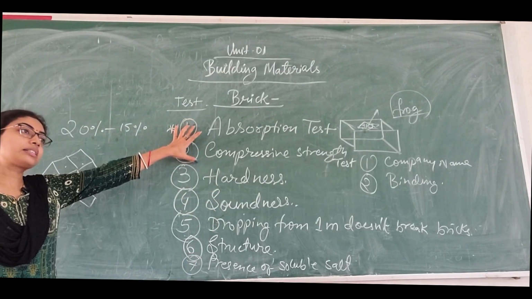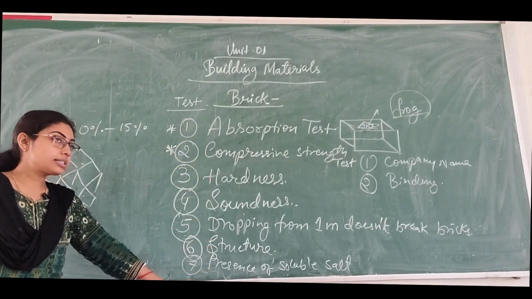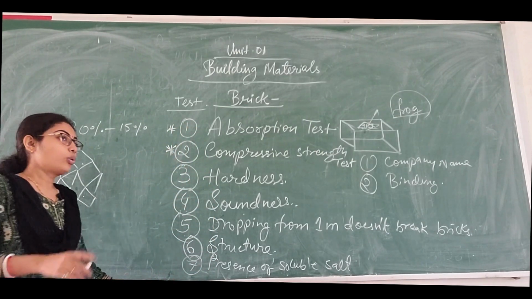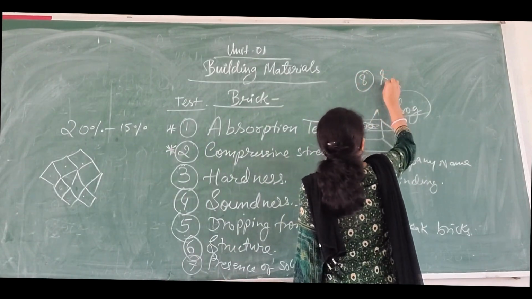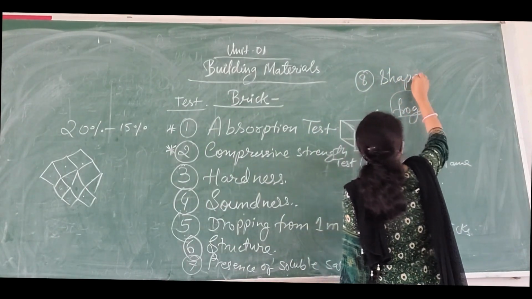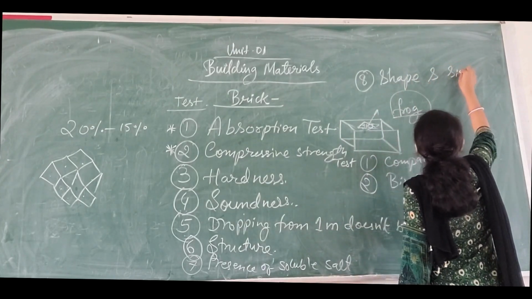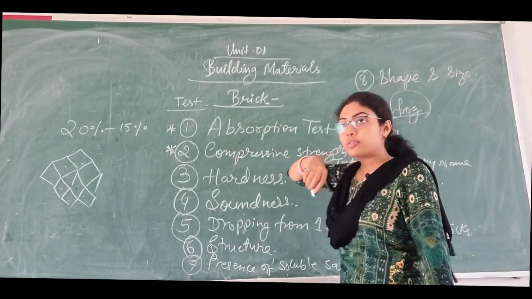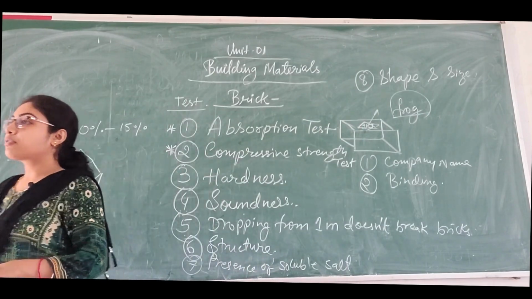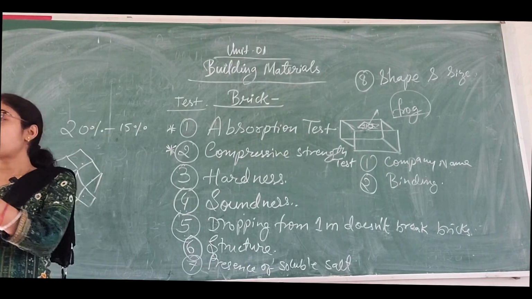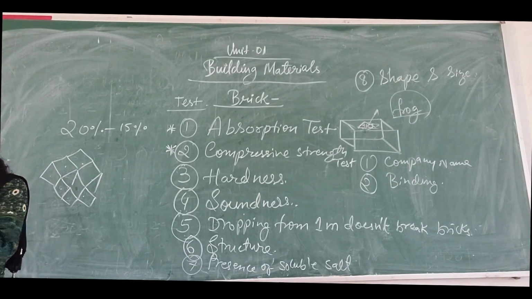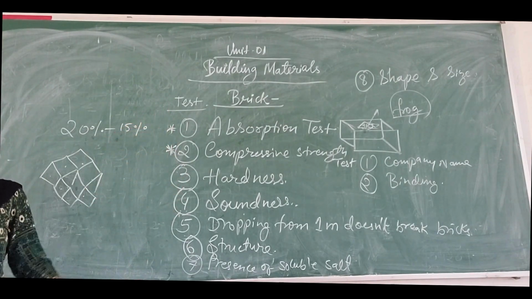These two only require machinery. Now what is next? Only a single one is left, that is very general, that is shape and size. Shape and size, you can also see by your eyes, what is the shape, structure, what are the edges, what are the corners, how it looks, like that. These are the simple qualities or tests of a brick.